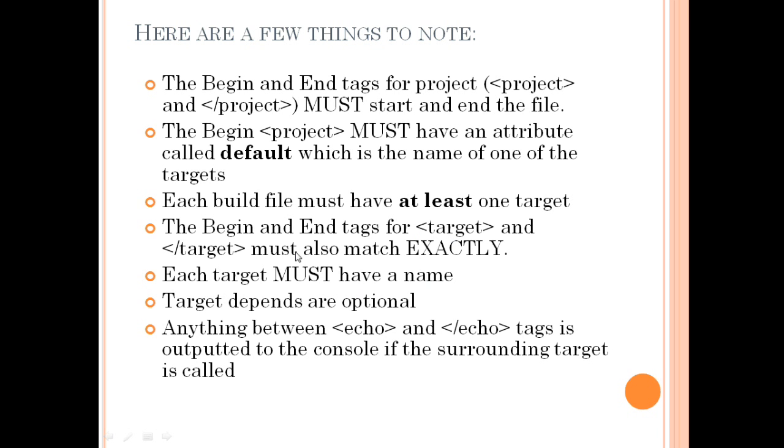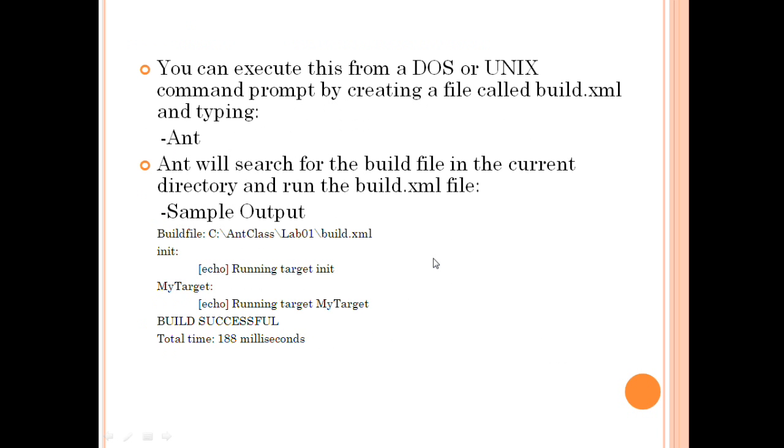The beginning and end tags for targets are here. Every target must have a name. That's how you recognize a particular target. Targets can depend on others, and that is optional. It's not mandatory that targets depend on others. Anything that you write between echo tags is outputted to the console, to the command line. Now you can execute the script from DOS or Unix. As I told you, there is not much of a difference in the script. The same script can run on Windows or Linux. Then when you type ANT, what will it do? It will search for the build.xml file in the directory and then execute the tasks.